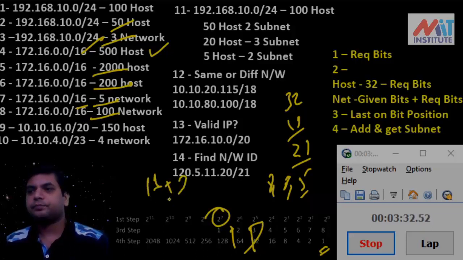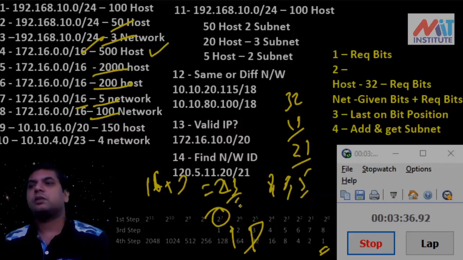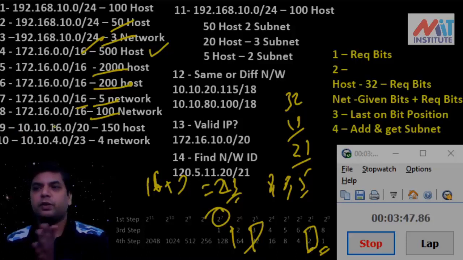Okay, for 100 networks we need 7 on bits, so 16 plus 7 gives us 23. 23 means the last on bit is on the 7th position in the 3rd octet, so we need to add 2. So the network will be 172.16.0.0, 172.16.2.0, 4.0, 6.0 like this.